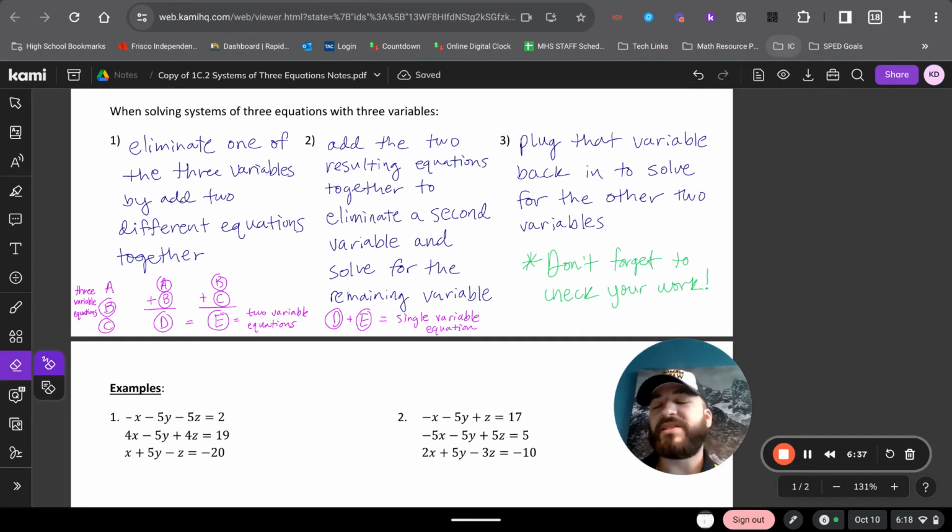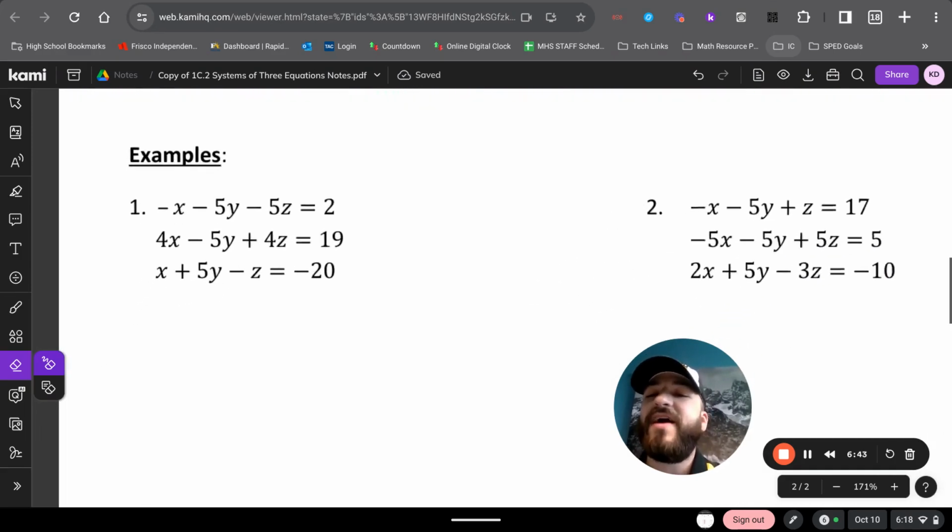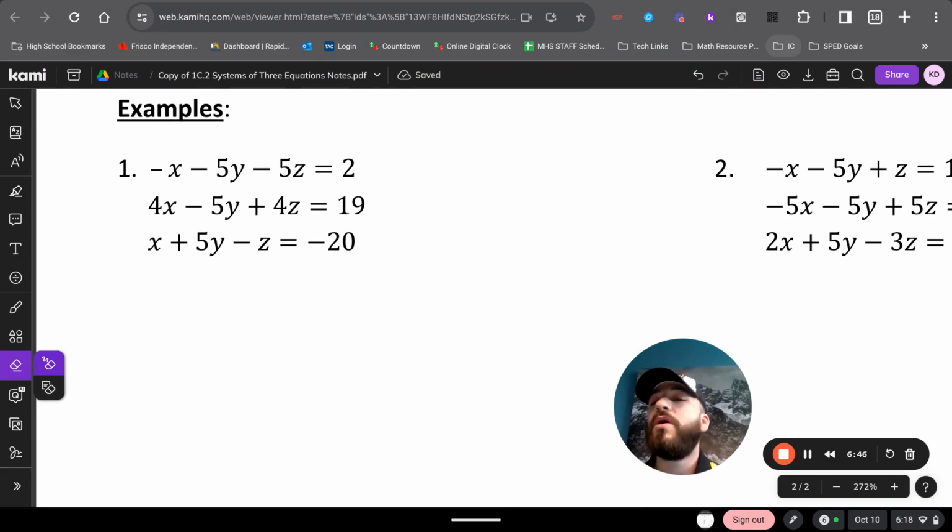Okay, so it's a lot of talking about what to do. Let's actually put it into practice. So let's look at example 1. We have negative x minus 5y minus 5z is equal to 2. 4x minus 5y plus 4z is equal to 19. And x plus 5y minus z is equal to negative 20.